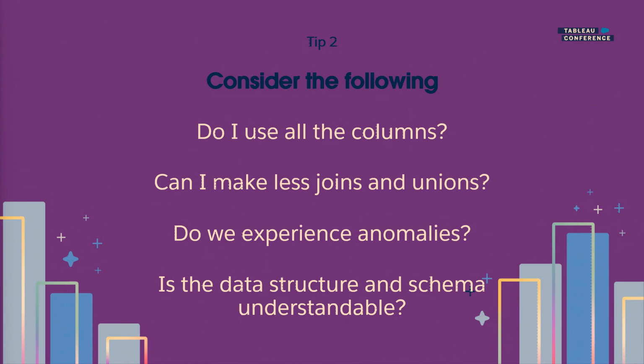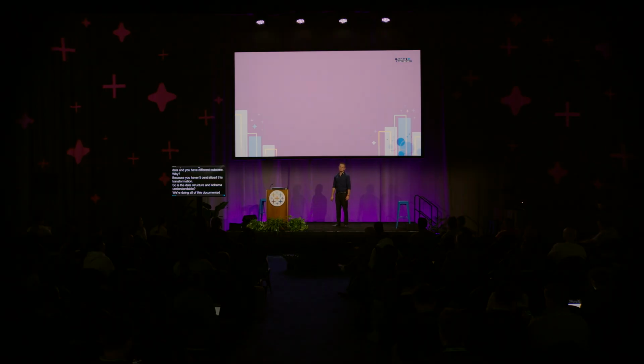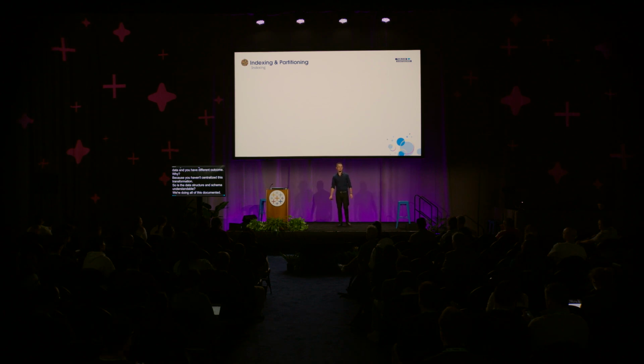And if you did it, will your colleagues know about it? If they will be using the same data, let's say GitHub users, will they come to you and start asking all the questions? Will you know how to answer them? Or will they start taking the same steps like you did, perhaps missing something, perhaps doing it differently, and then you're working on the same data and you have different outcomes. Why? Because you haven't centralized this transformation. So is the data structure and schema understandable? We're doing all of this, document it. Indexing, next topic.